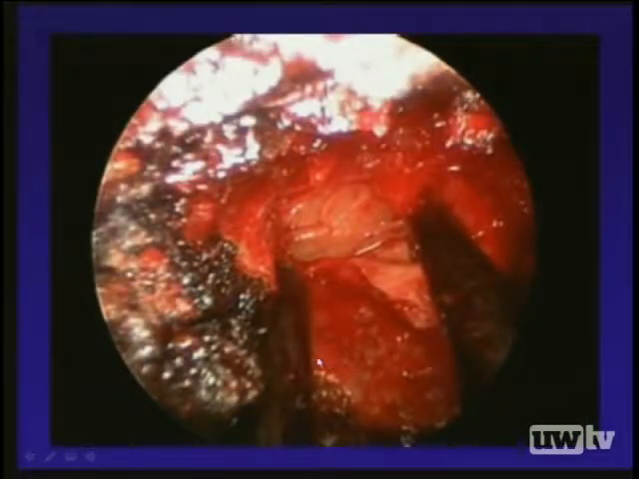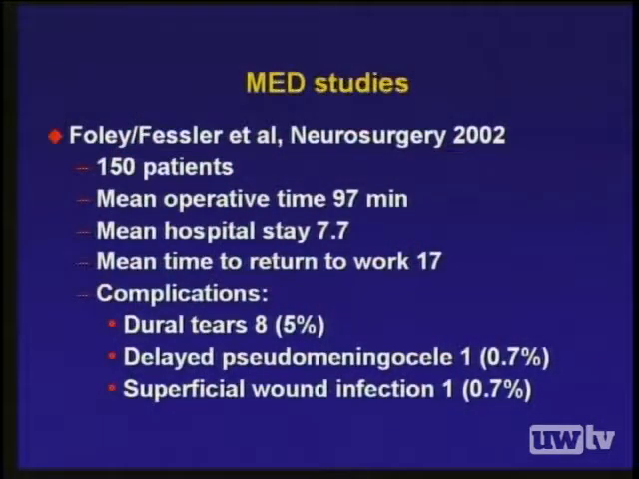And visualization is very similar to that open picture I showed you. Here's the thecal sac, and we're taking down the ligaments, and the picture is the same. It's the same as what we would do open, except now it's just through a tube, a little smaller. So it's at least very familiar territory, but the idea is that you traumatize the muscle less.